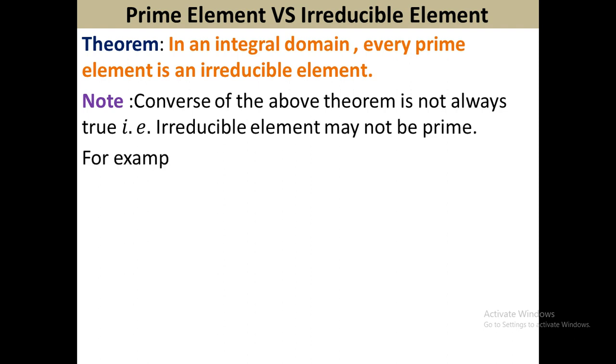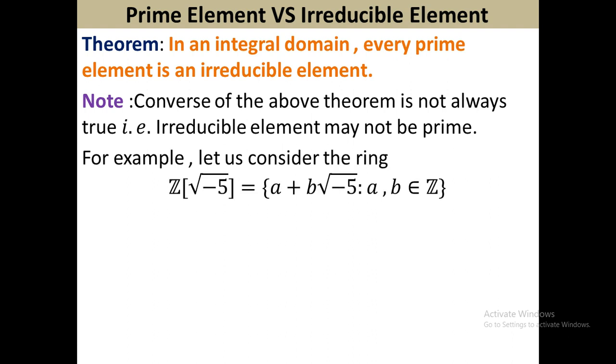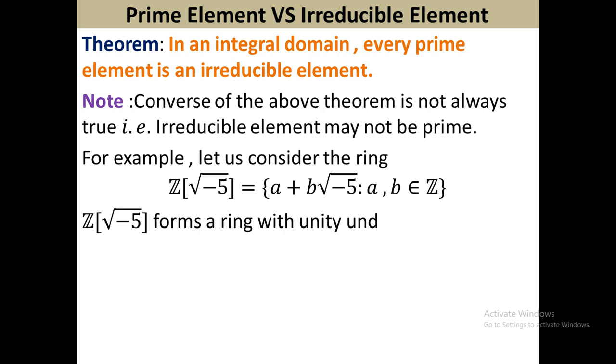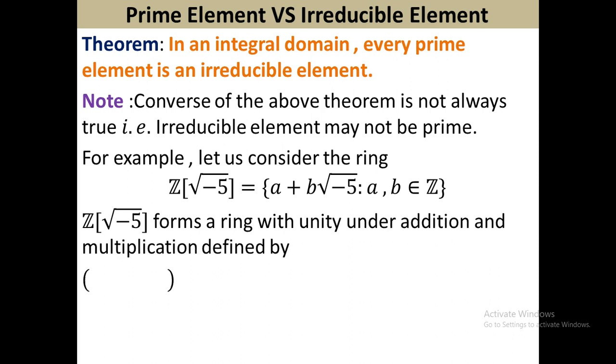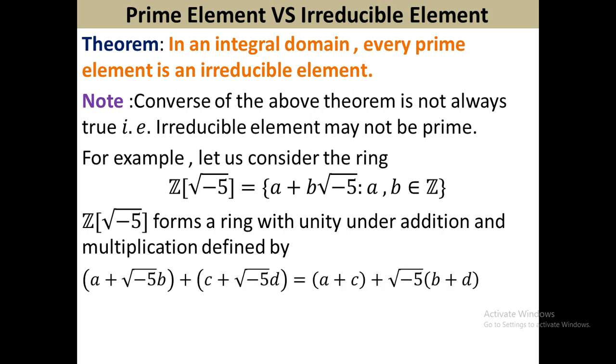For example, we consider the ring Z[square root of minus 5], that is, a plus b square root of minus 5, where a, b belong to Z. You know that this forms a ring with respect to addition and multiplication, where addition is defined by (a plus square root of minus 5 b) plus (c plus square root of minus 5 d) equal to (a plus c) plus square root of minus 5 times (b plus d).